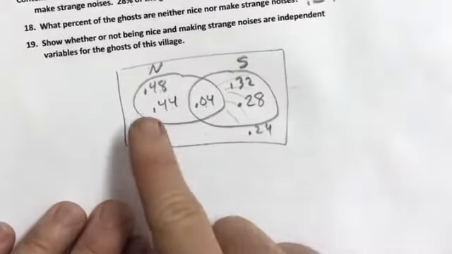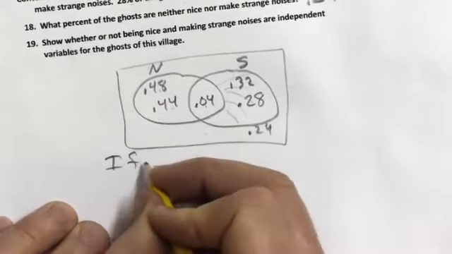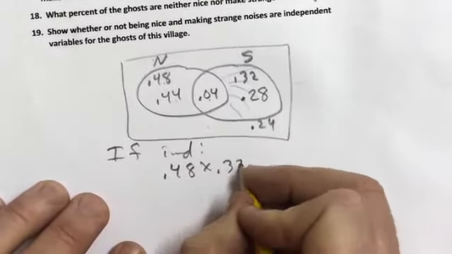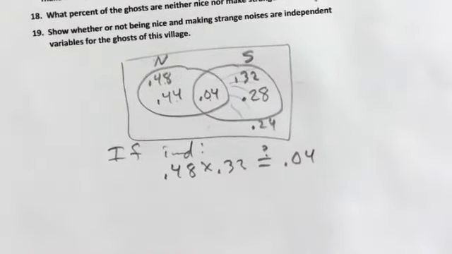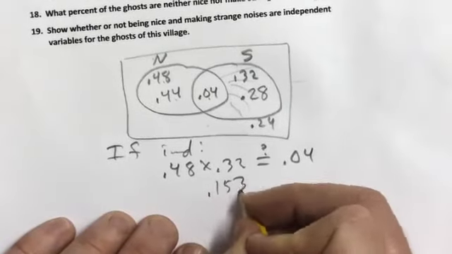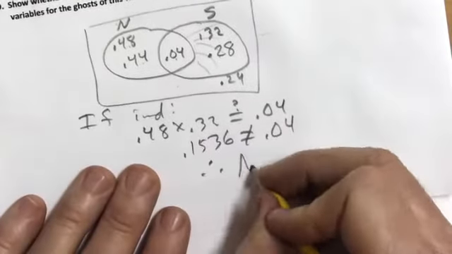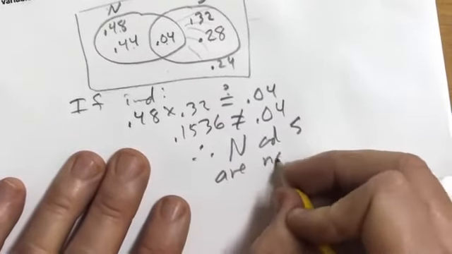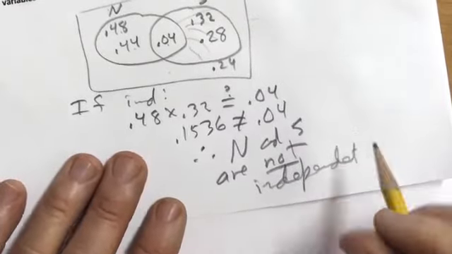If they're independent, the probability of nice times the probability of strange noises is equal to the probability of both. So if they're independent, 0.48 times 0.32 would equal 0.04. Let's see if it does. 0.48 times 0.32 is equal to 0.1536. That is not equal to 0.04. Therefore, being nice and making strange noises are not independent.